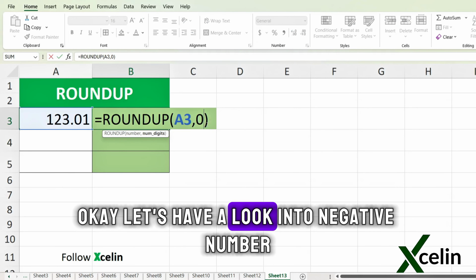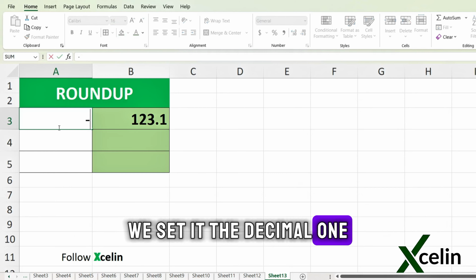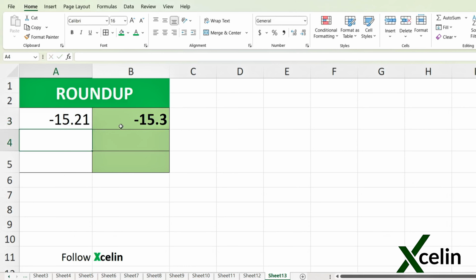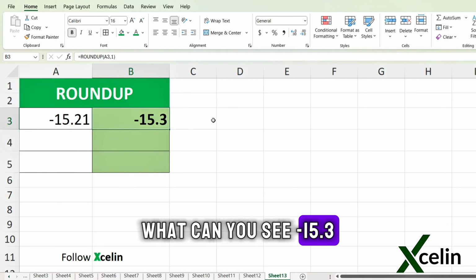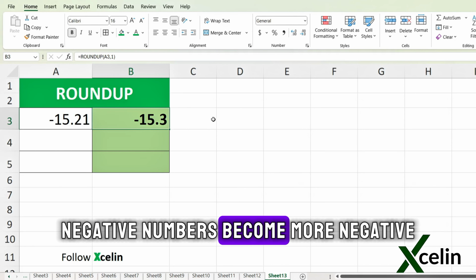Okay, let's have a look at a negative number. We set the decimal to 1. We input in the A3 cell the number minus 15.21. What can you see? Minus 15.3. Because ROUNDUP always moves away from 0, negative numbers become more negative.